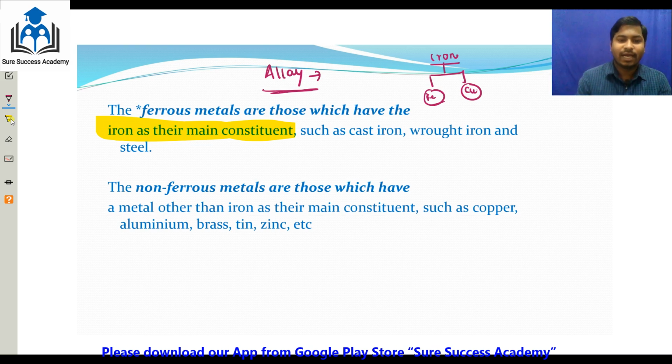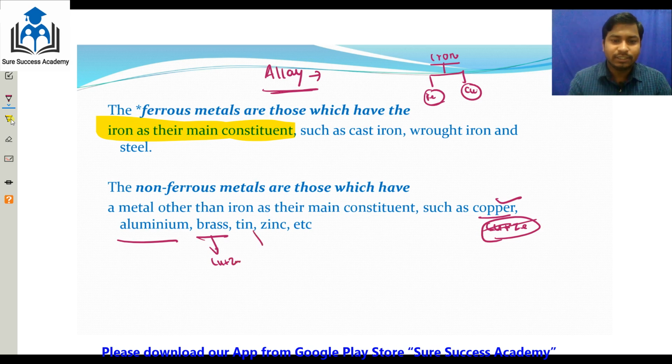If iron is not a constituent of the metal, then that is called non-ferrous. Suppose copper is copper plus zinc, or copper and aluminum: there is no iron constituent, so that is non-ferrous. And brass, that is copper plus zinc, and tin, zinc, etc. There is no iron at all, so those are called non-ferrous metals. So one is ferrous metal, the other is non-ferrous metal.